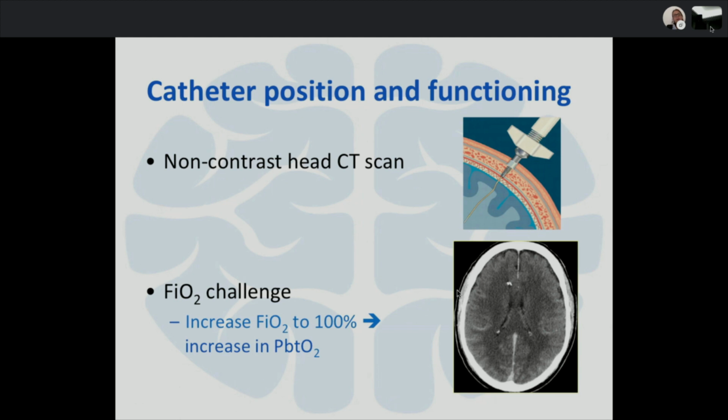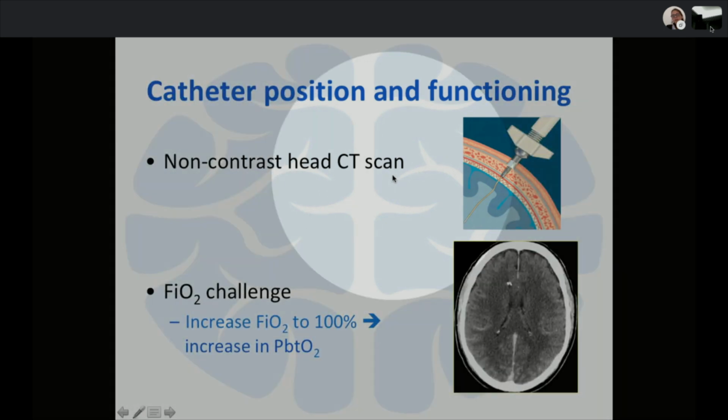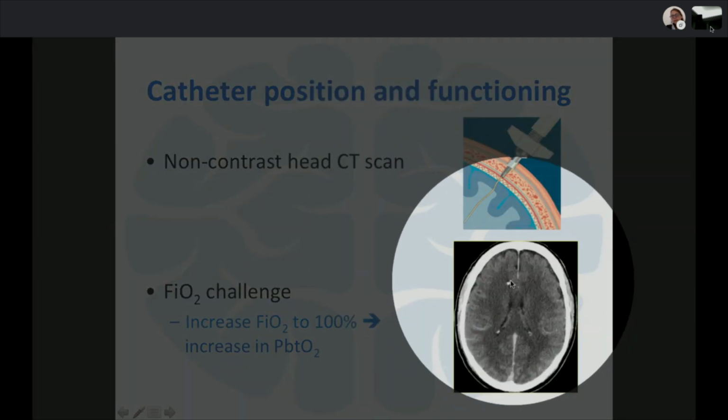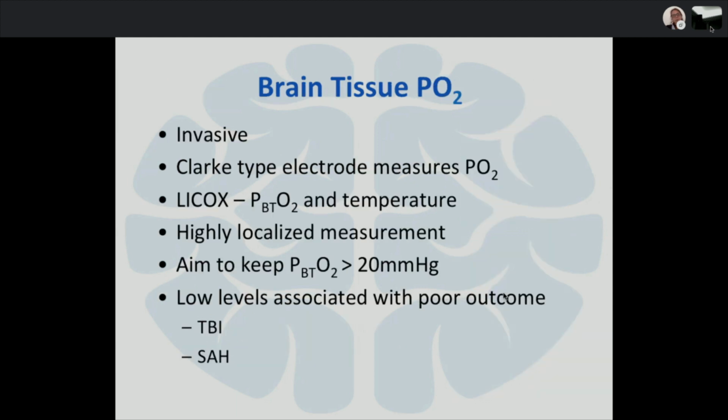So the position of the probe could be checked by a non-contrast CT scan, and it looks like this, with the ICP and the PbO2 probe, or using an FiO2 challenge. Basically we can just increase the FiO2 to 100% for a few minutes, and we see if there is a concomitant increase of the PbO2.